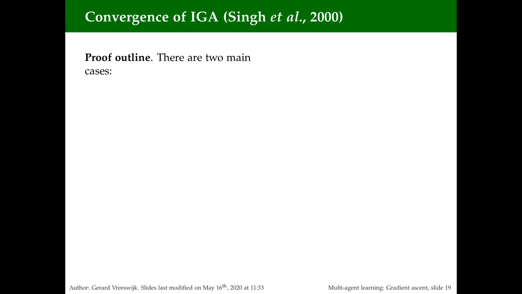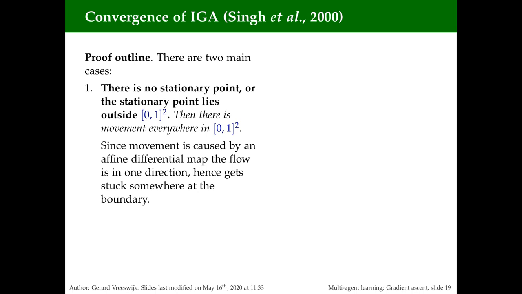So, convergence of infinitesimal gradient ascent. There is just a case distinction. Well, the first case: if there's no stationary point or the stationary point lies outside the unit square, then there's movement everywhere in the unit square, like for example in the prisoner dilemma. And its movement is caused by an affine differential map. The flow is in one direction then, and the flow gets stuck somewhere at the boundary. So at that point there's convergence, because simply the movements get stuck there.